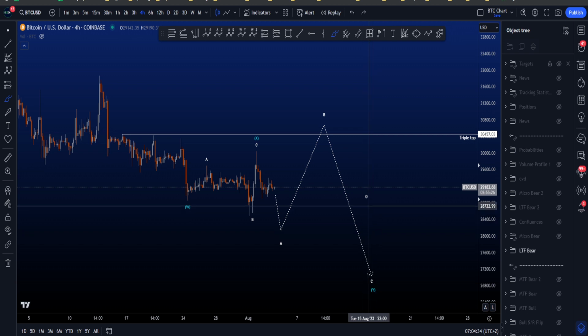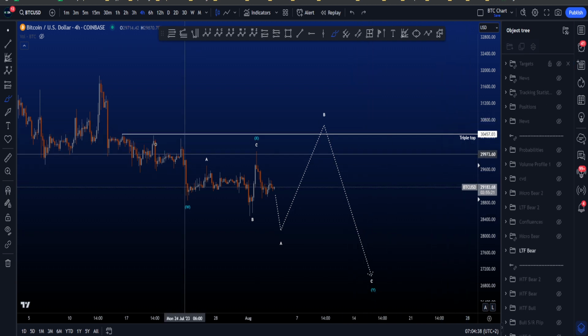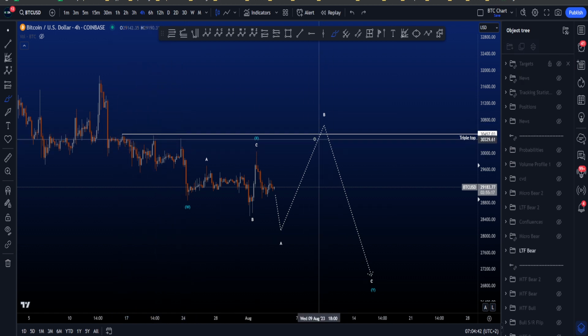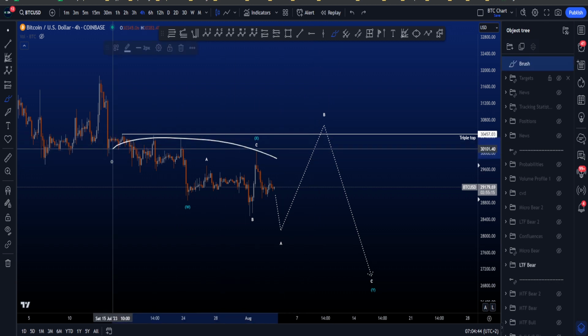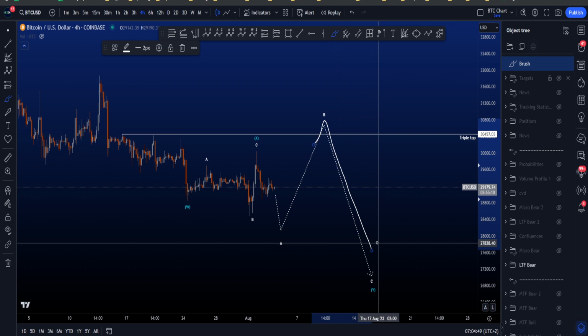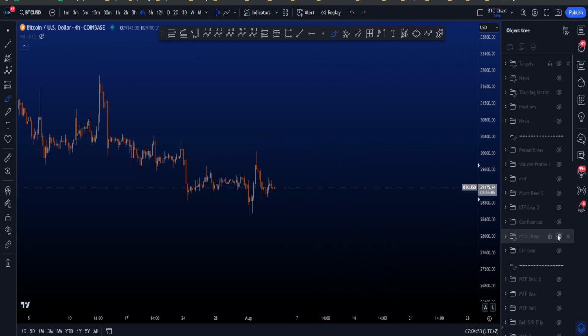Now this wave B is then also in confluence with the triple top that we have at 30.4k, high number 1, high number 2 and high number 3. So there must be some liquidity there for all the shorts that put their stop losses up. Therefore then a liquidity grab and a move towards the downside, where wave C is then an impulsive structure, a strong move to the downside.